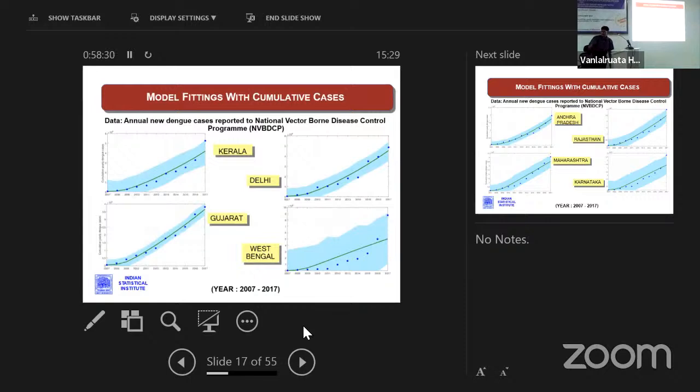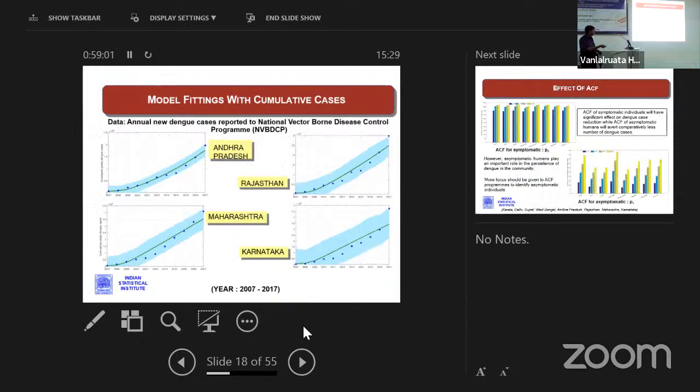So these are the data sets we have: Kerala, Delhi, Gujarat, West Bengal. These are the data points, and this is my model simulation. The thick line is the confidence interval. More or less, as you see, the model is fitting. There are some outliers, of course. And this is Andhra Pradesh, Rajasthan, Maharashtra, and Kerala.